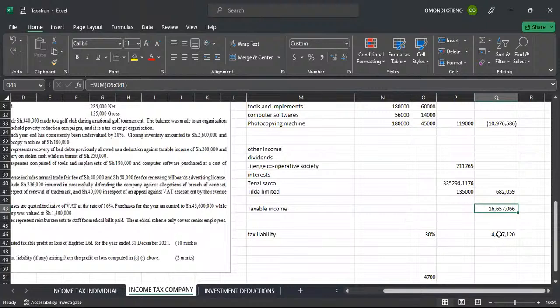And if you go ahead to calculate tax liability, I believe we are all getting 49,97,120. Is that the case? Are we all getting that?